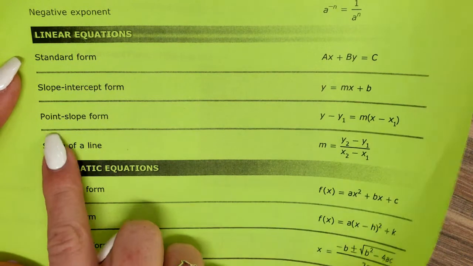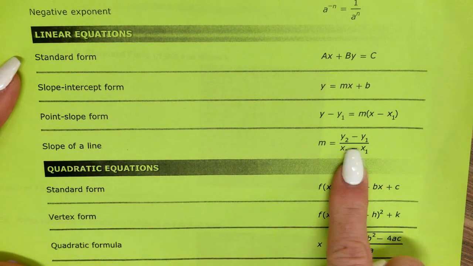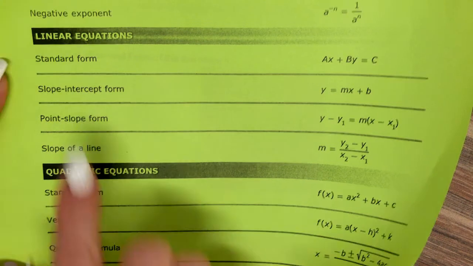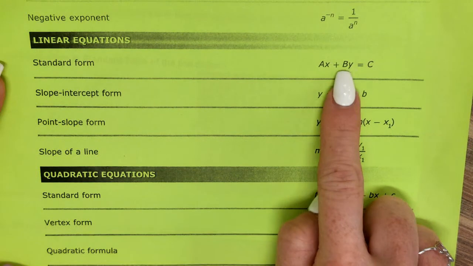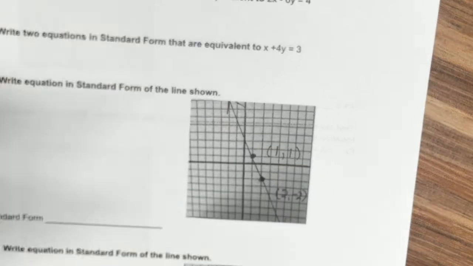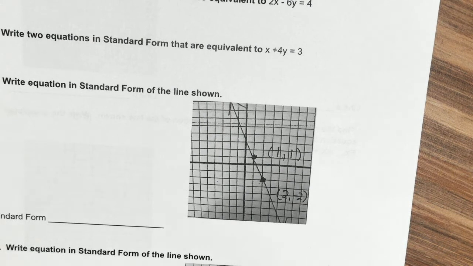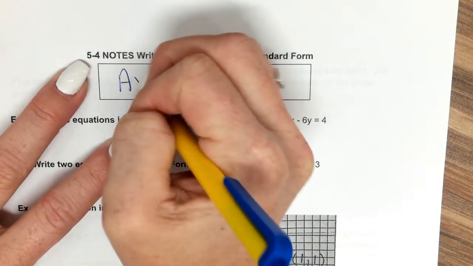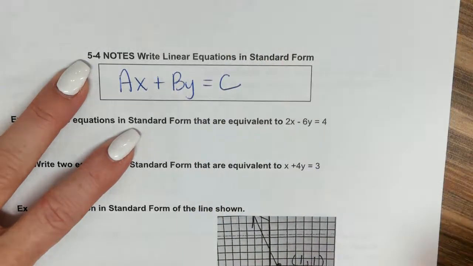And you all know the slope formula, which is y2 minus y1 over x2 minus x1. This is all found on your star chart, so you don't have to memorize any of it. Today we're doing standard form, so we're going to write this down right here. Standard form is ax plus by equals c.